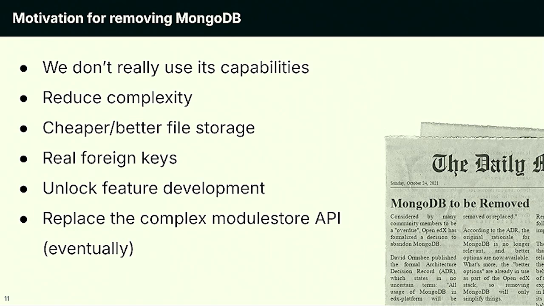So I don't know if you can see the date here, but in 2021, we have a DEPR, a proposal to replace MongoDB, and it was called overdue at the time. Well, we're finally making progress on it. That's the end of my section.